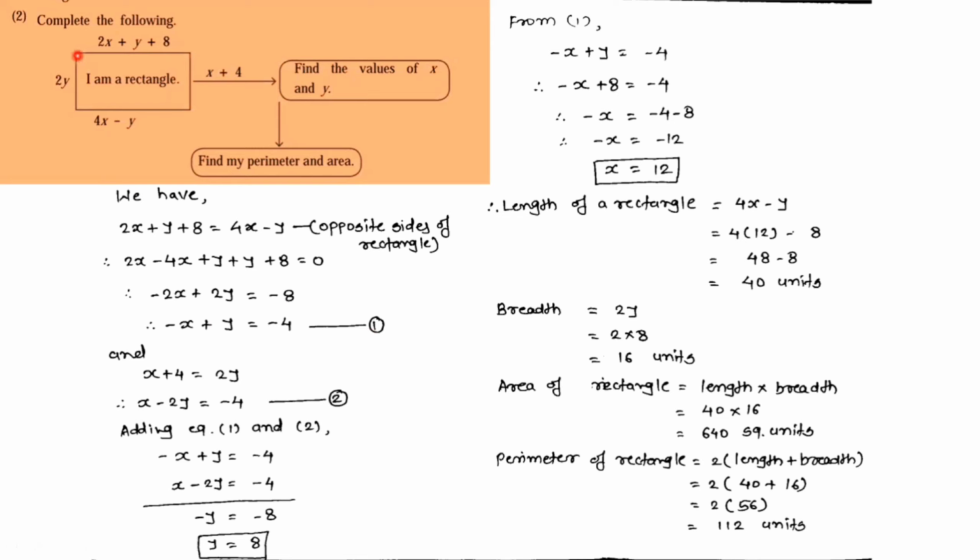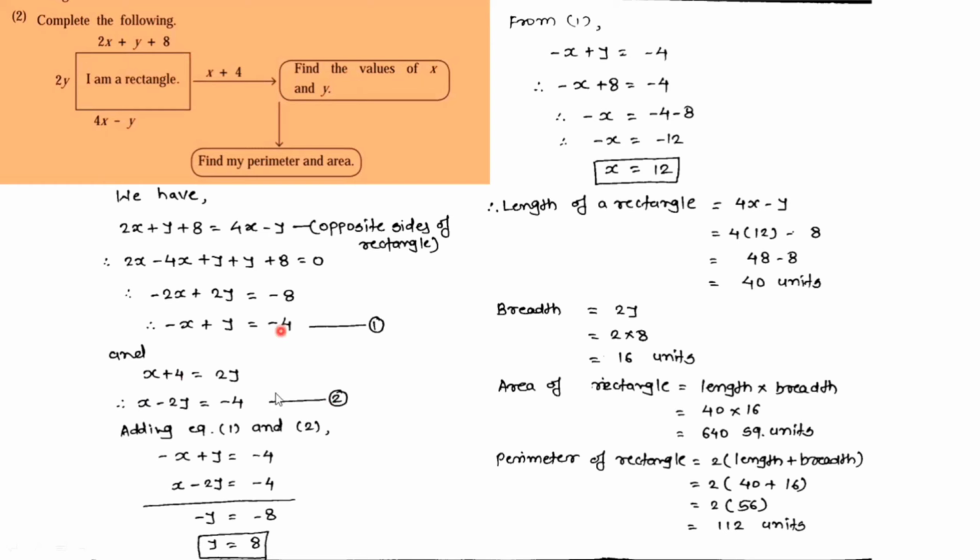Now next, the breadths are given, that is, the breadth of the rectangle is 2y and x plus 4. So they must be congruent because opposite sides of a rectangle are congruent. So we must equate them, that is, x plus 4 is equal to 2y. If we take 2y to the left hand side, it will be x minus 2y is equal to minus 4, as the 4 goes to the right hand side. So x minus 2y is equal to minus 4. We call this equation number 2.